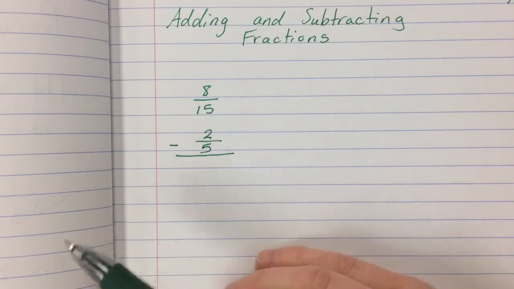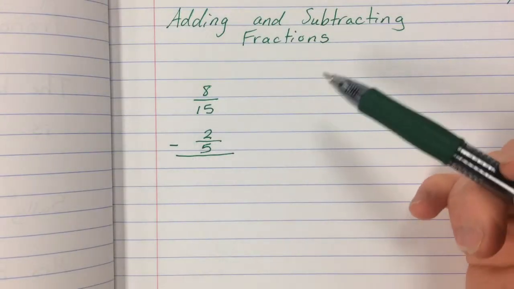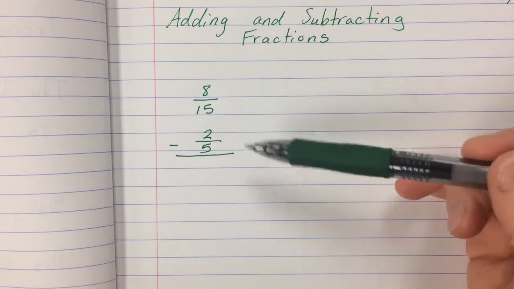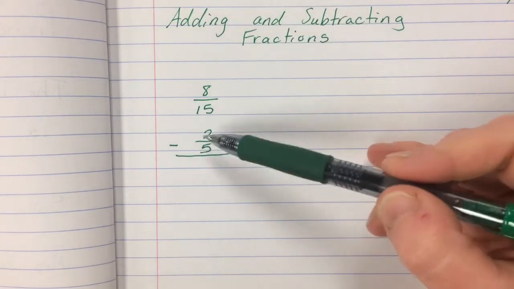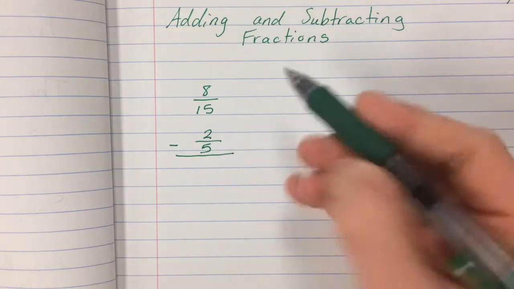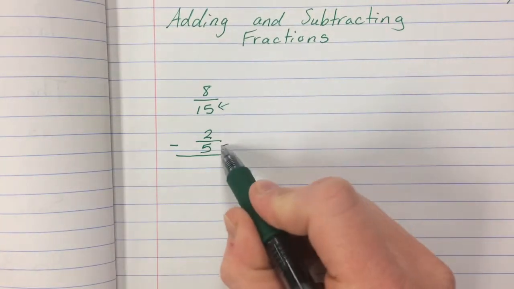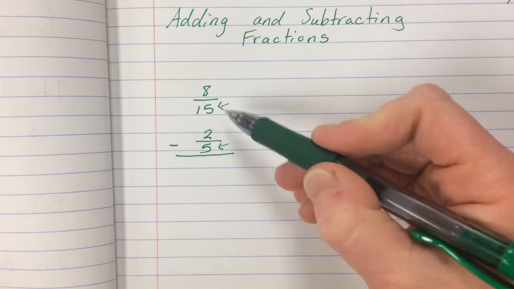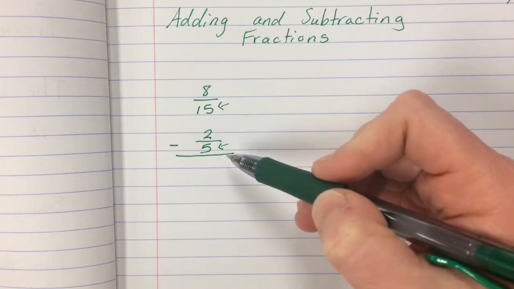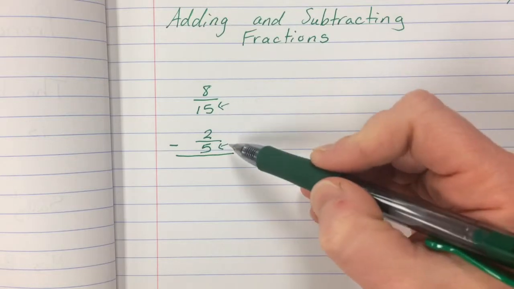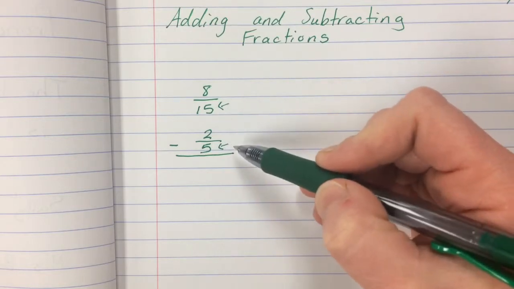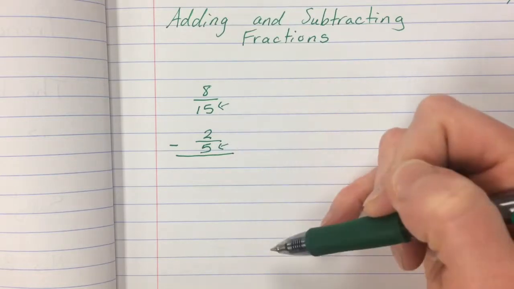I want to review quickly again about how to add and subtract fractions when the denominators are different. Okay, we have 8/15 minus 2/5. The denominators, the bottom number of both of these numbers, are different. So I cannot subtract these. They're not in the same form. So I need to change the denominator into a number that they can both go into.